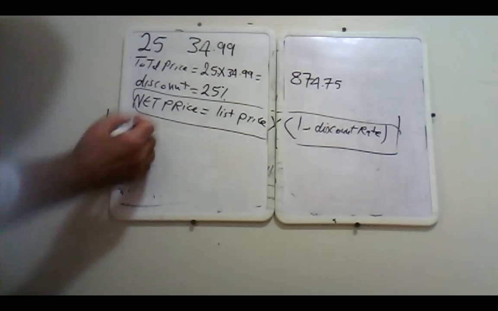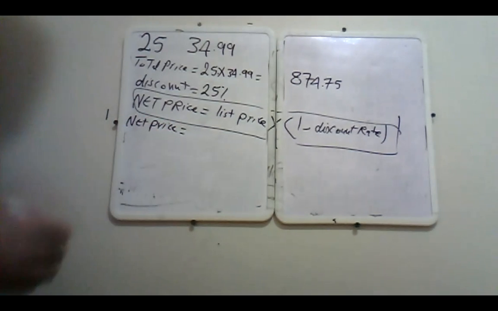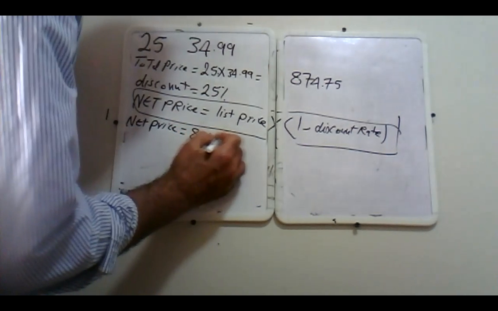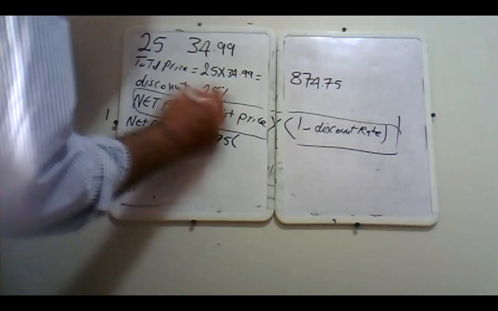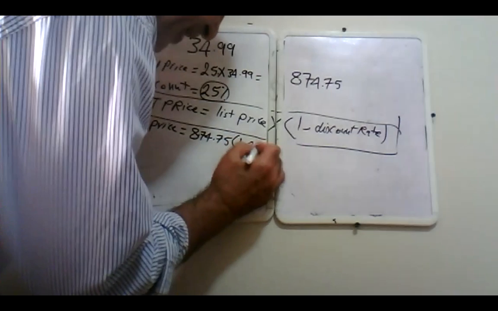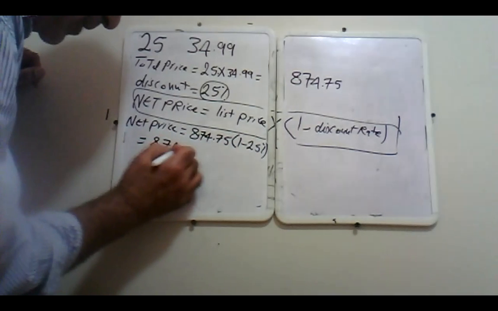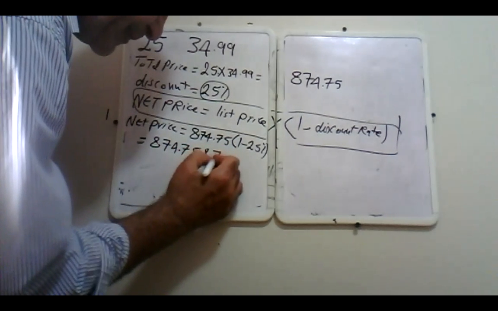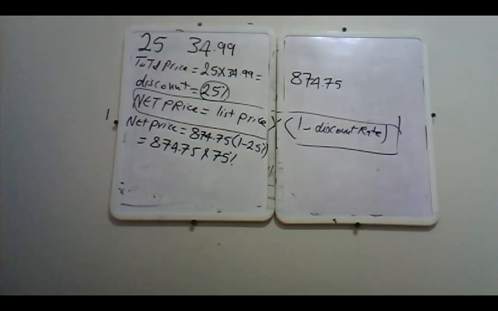So let me solve it here. Net price equals the list price, which is 874.75, multiplied by 1 minus the discount rate, which is 25%. 1 minus 25% equals 75%. So 874.75 by 75%, and that will give you the amount which is here.